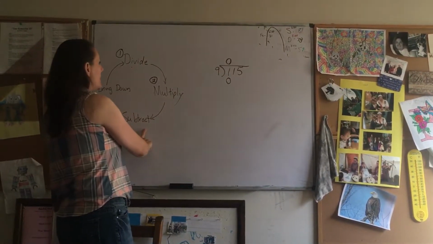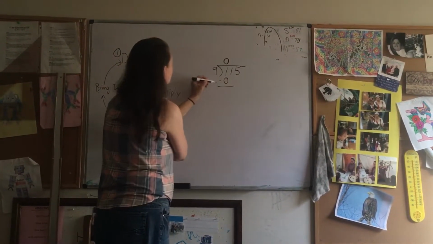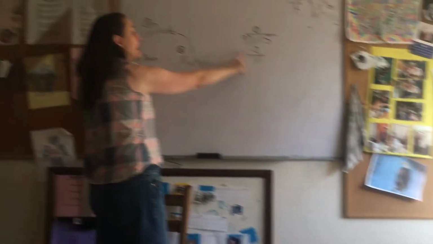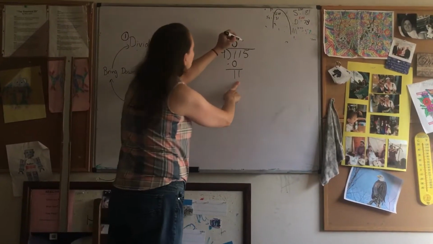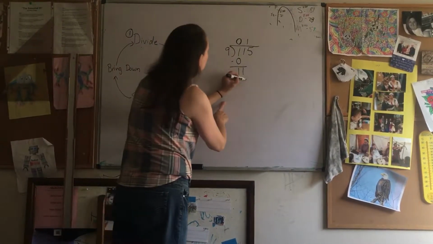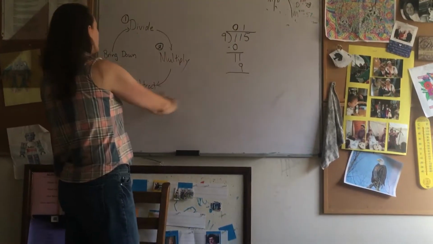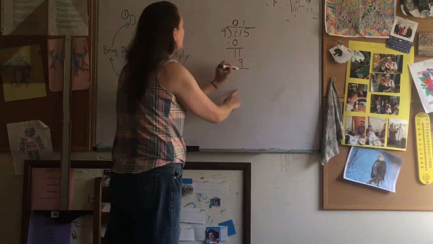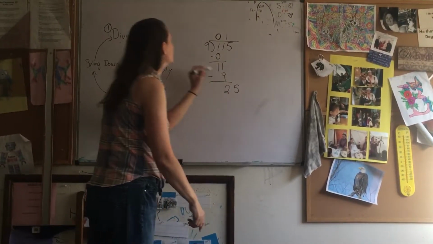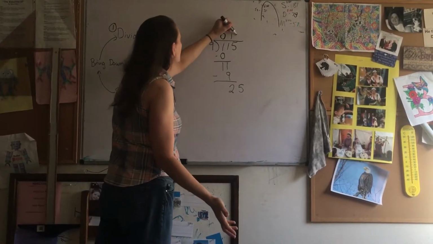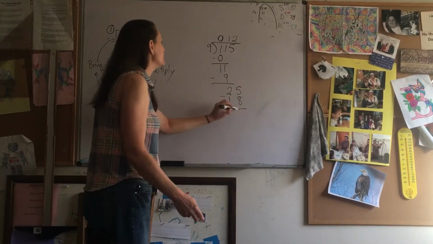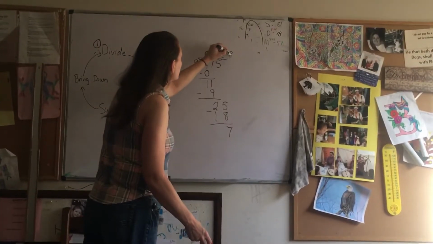Subtract. 1 minus 0 is 1. Bring down, that's 11. How many times will 9 go into 11? 1. That's divide step. Multiply. 1 times 9 is 9. Subtract. 11 minus 9 is 2. Bring down. 5. 9 goes into 25 2 times. Multiply. 18. Subtract. 7. And we get 12, remainder 7.